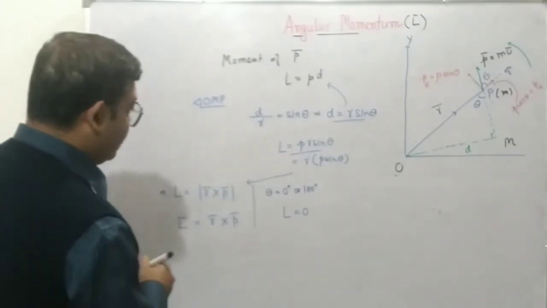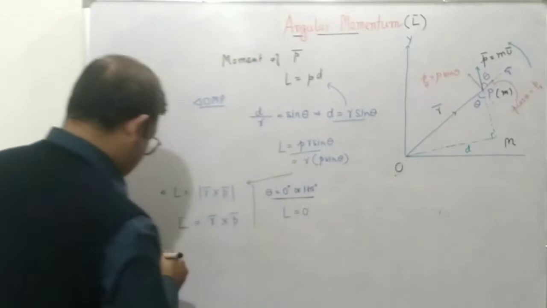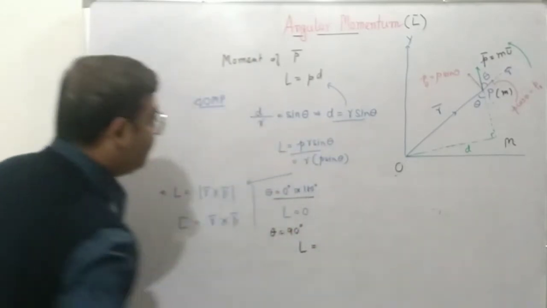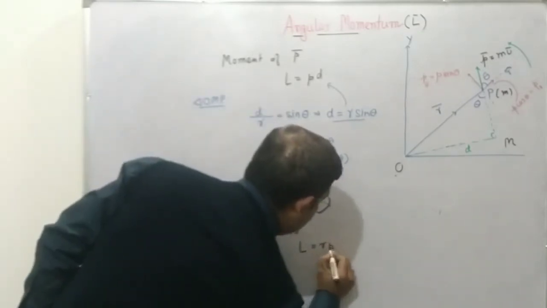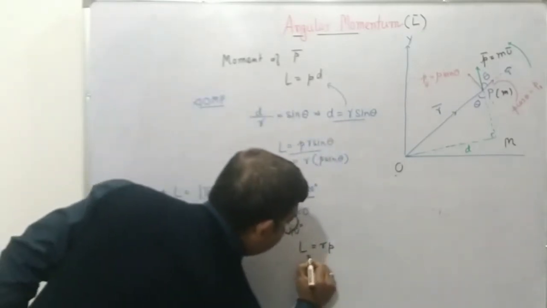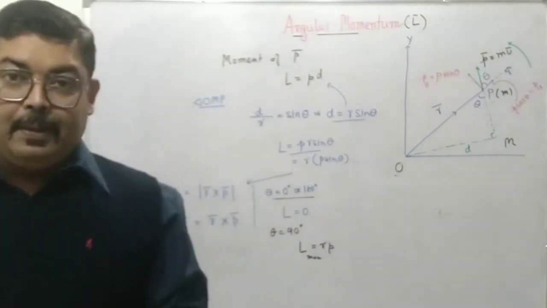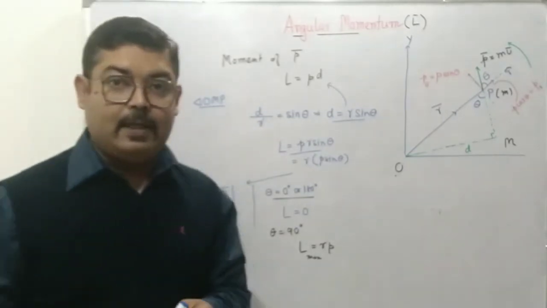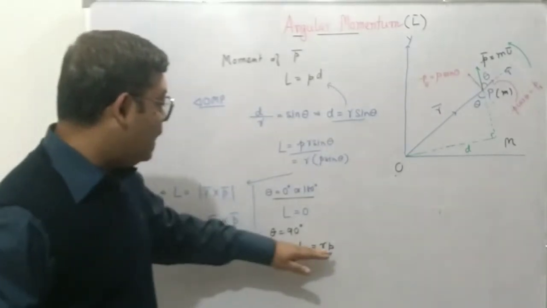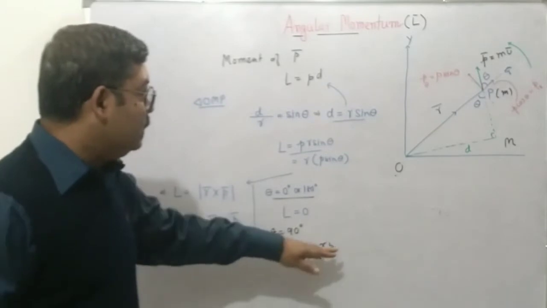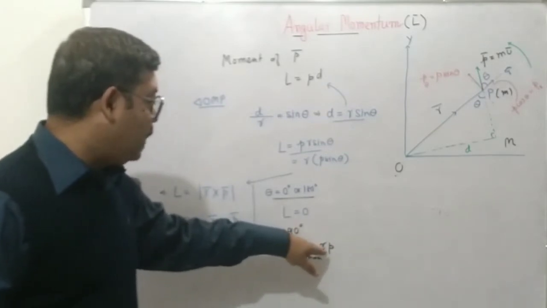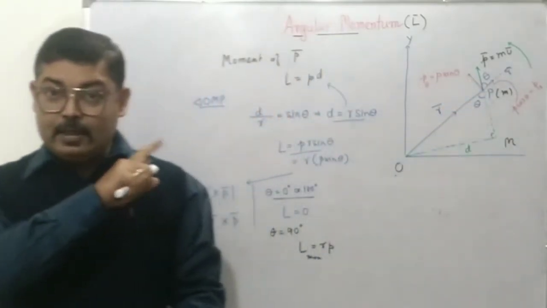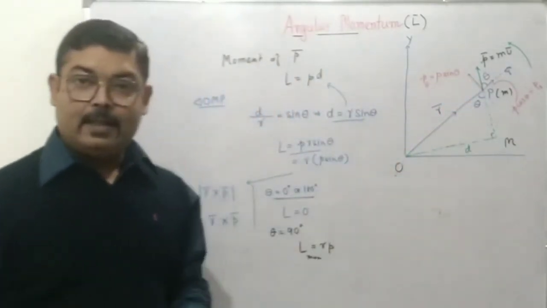Second, if we consider theta equal to 90 degree, then L will be r into p, which will be its maximum value for given r and given p, because sin theta will be 1, which is the maximum value of sin theta. What it means is that theta is 90 degree when the particle is executing circular motion around the given axis.